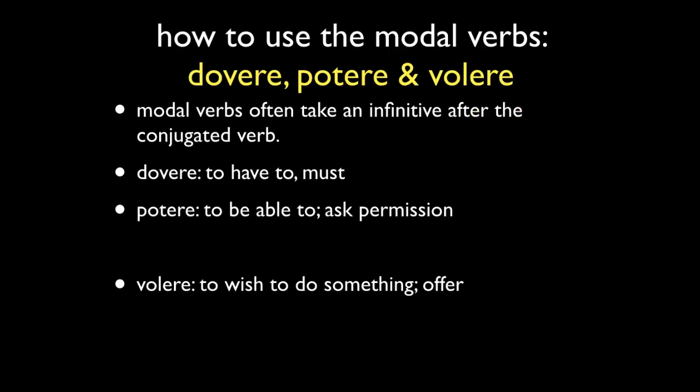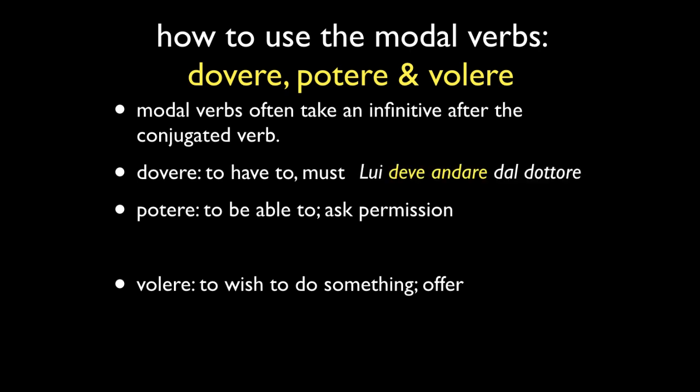Okay, so how to use these? Well, most of the time these are going to take an infinitive after the conjugated verb. So what does that look like exactly? An infinitive is the unmodified form of the verb. That is, when it ends with an ARE, ERE, or an IRE, you're looking at the infinitive. So take a look at dovere, the first one, to have to or must.